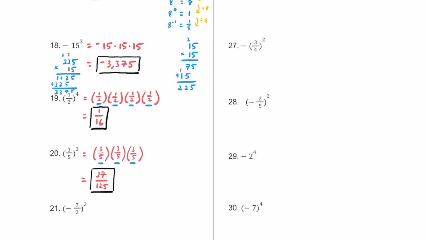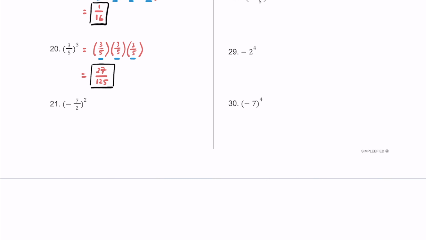Let's check out number 21 here. For 21, we have this negative 7/2. We're going to go ahead and square that. So there's 2 of them. So it's a negative fraction multiplied by another negative fraction. So a negative times a negative is a positive, right? So let's see, on top here, 7 times 7, that's going to be 49.